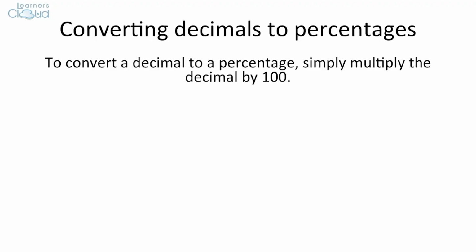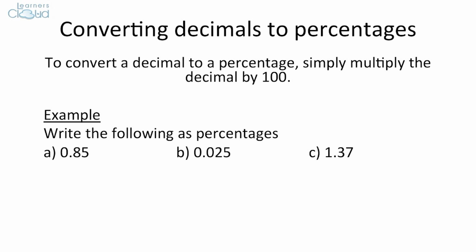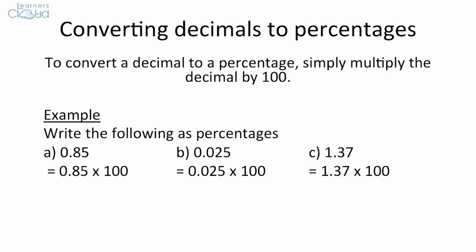Now let's look at how we convert decimals into percentages. To convert a decimal to a percentage, simply multiply the decimal by 100. So for example, if we want to write the following as percentages, 0.85, 0.025 and 1.37, we simply multiply each of them by 100. And that will give us our final answers as percentages. So part A would be 85%, B 2.5%, and C would be 137%.